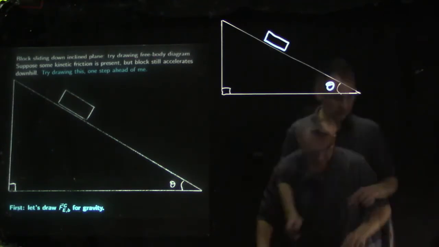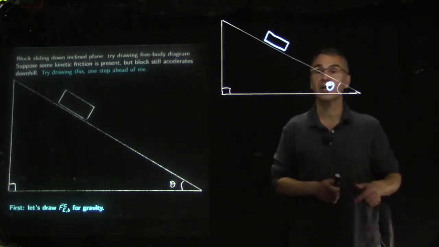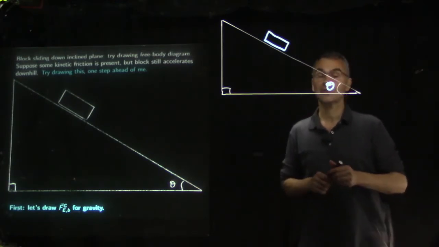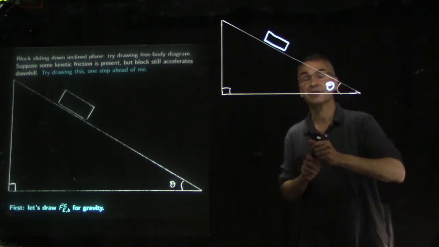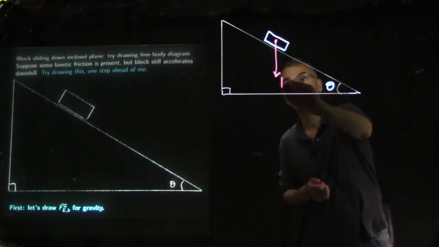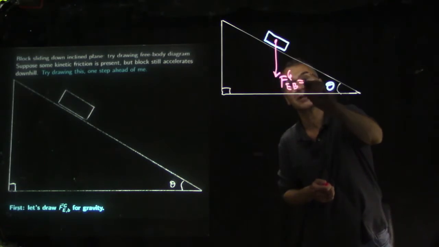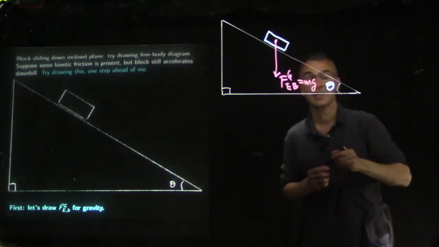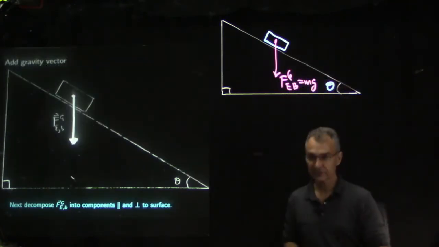So let's start. We want to draw the forces acting on this block. We'll start out by drawing the gravity vector. The gravity vector is straight downward. So there is the gravitational force exerted by Earth on the block, and it is just mg. Now this next step is going to be tricky.